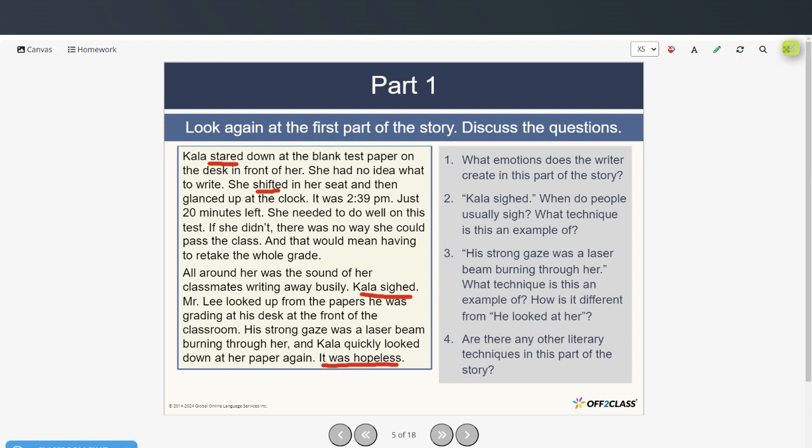His strong gaze was a laser beam burning through her. So what technique is that? So strong gaze, and it says it was a laser beam, not like a laser beam, it was a laser beam. So that is a metaphor. And then how is it different from he looked at her? Well, it's really creating a stronger impression than just saying he looked at her. It means that he's looking at her very intensely. And are there any other literary techniques in this part of the story?